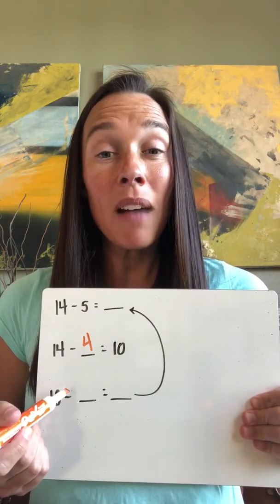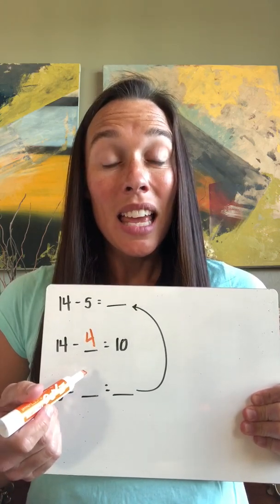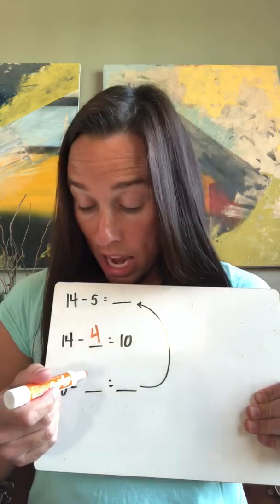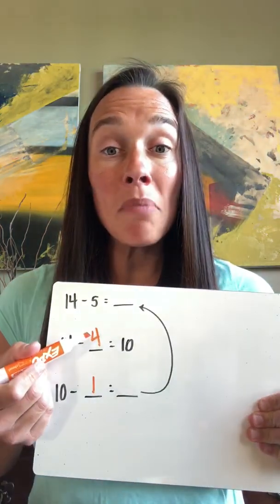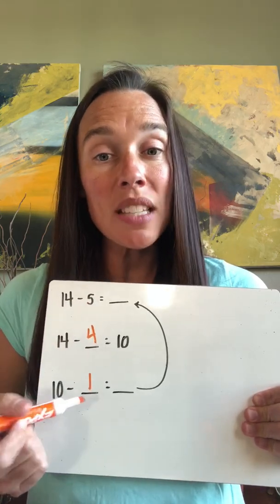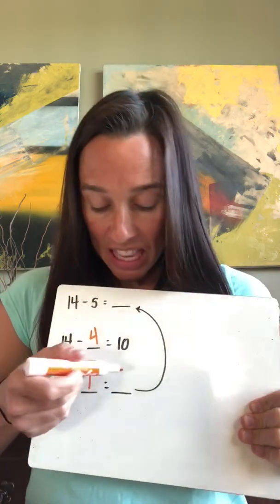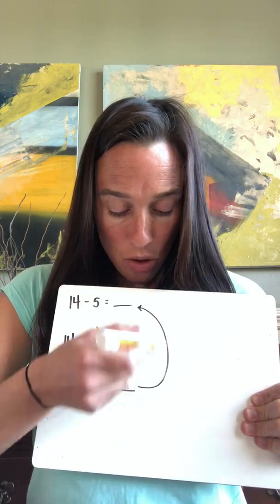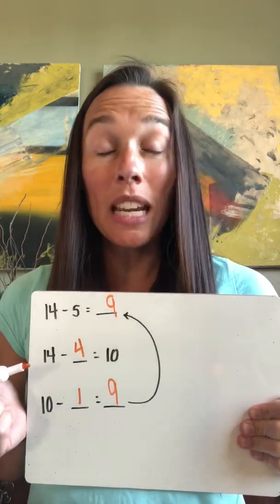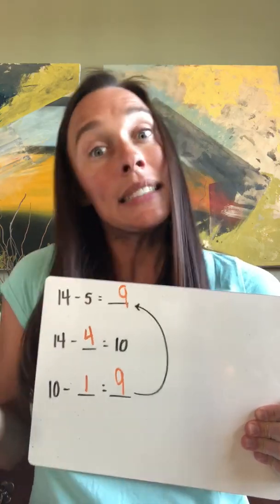So 10 minus, not 5, but 10 minus 1. I'm only going to go back 1 because 4 plus 1 gives me that 5. So what is 10 minus 1? 9. So I know that my answer to 14 minus 5 is 9.